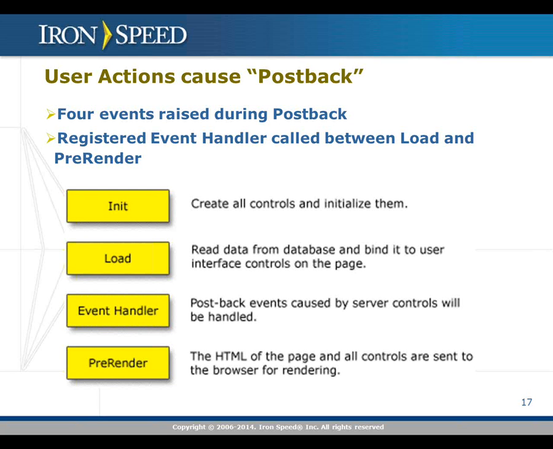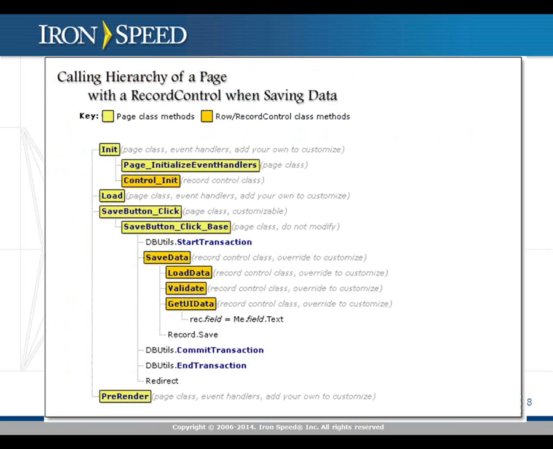So I'll reiterate that. Your button click event, your drop-down change event, basically any other event is going to fire after load is completed and before pre-render. So just keep in mind what load does. We already saw that. When your event handler fires, you'll already know what was already processed. And then, of course, pre-render is going to convert the .NET controls back into HTML and send it back to the browser.